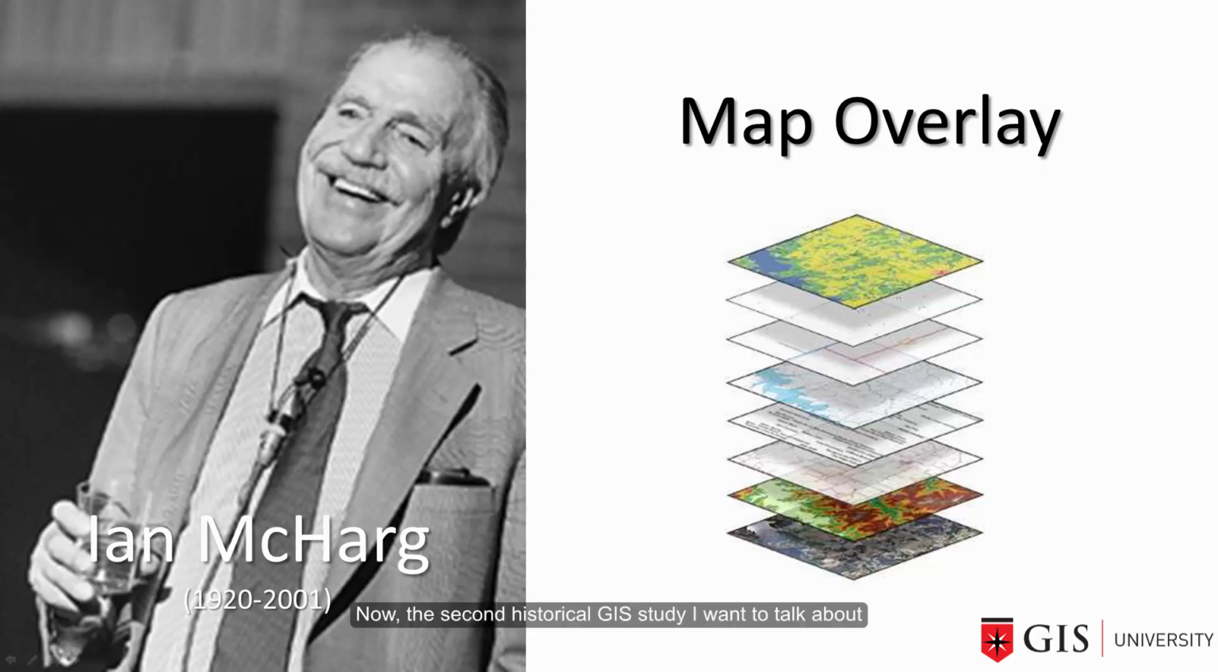Now, the second historical GIS study I want to talk about is a 1960s environmental planning study by this fellow here who's called Ian McHarg. Now, as with the John Snow example, Ian McHarg developed a spatial technique, and GIS is just a tool that made the technique far more efficient.